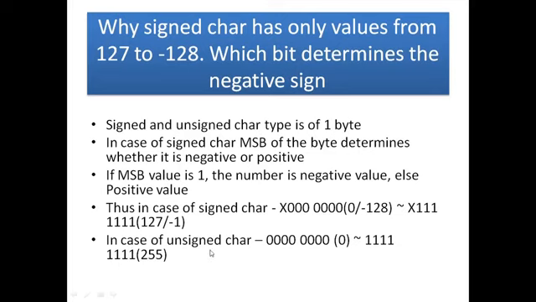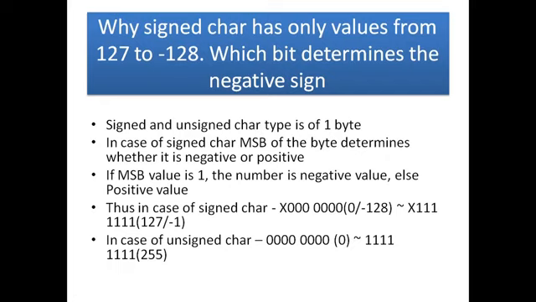In case of unsigned char, we are not going to reserve any bit for the sign. So we get a complete number from 0, with all 8 bits set to 1 giving 255. That's 0 to 255 we are going to get.